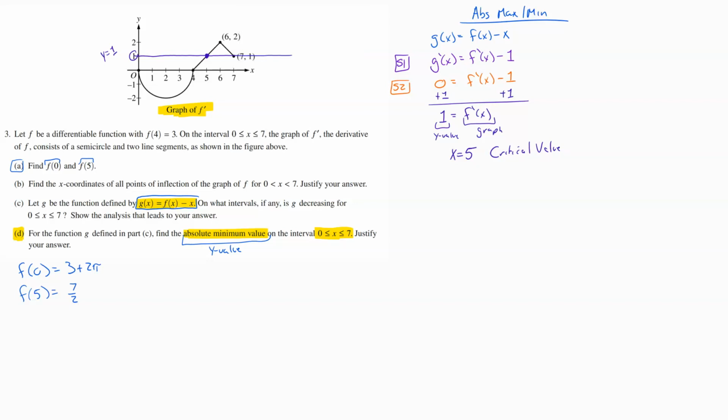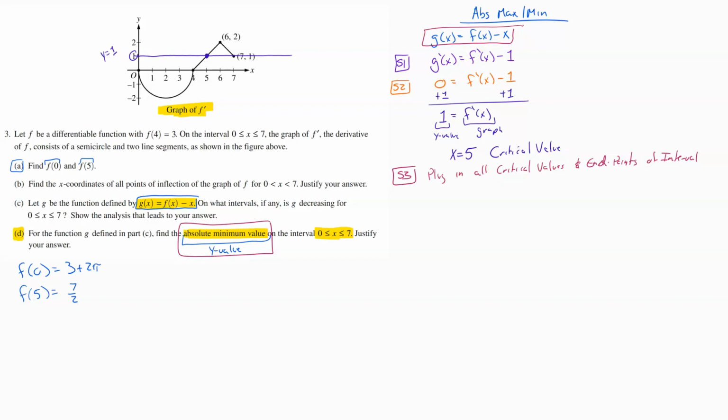Then step 3 of your absolute max min process is always the same. We're going to plug in all our critical values and the endpoints of our interval into the original function, right? So we always plug them back into that original function. The largest y value out of that list is the absolute max, and the smallest y value out of that list is what we want, which is the absolute minimum.